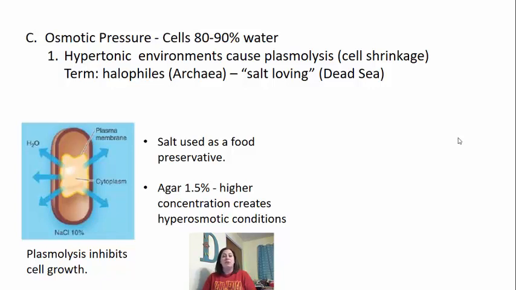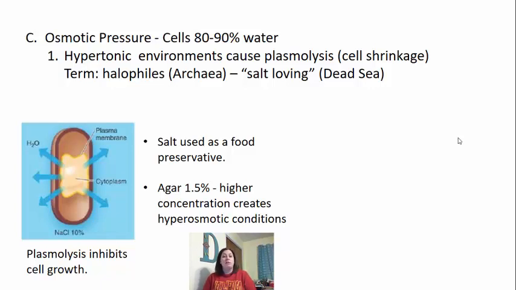So when we look at hypertonic environments, these can cause plasmolysis or cell shrinkage because, again, the water will leave the cell. There are a group who actually like hypertonic environments. These are called halophiles. Again, they're part of the Archaea group, and they're found in places like the Dead Sea and the Great Salt Lake because they're salt loving. And this is going to be bacteria that's even more salt loving than what the ocean has. The percentage of salt is a lot higher.